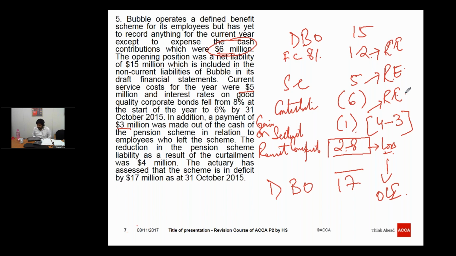Okay. The gain on the settlement: a payment of 3 million was made out of the cash for the pension scheme in relation to the employees who left the scheme. So from the plan assets of the pension scheme, we have paid 3 million, but the liability adjustment is 4 million. So in fact, you can say that the liability of 4 million is going to be adjusted with the settlement of just 3 million. So there is a gain of 1 million that should have to be booked in defined benefit obligation.